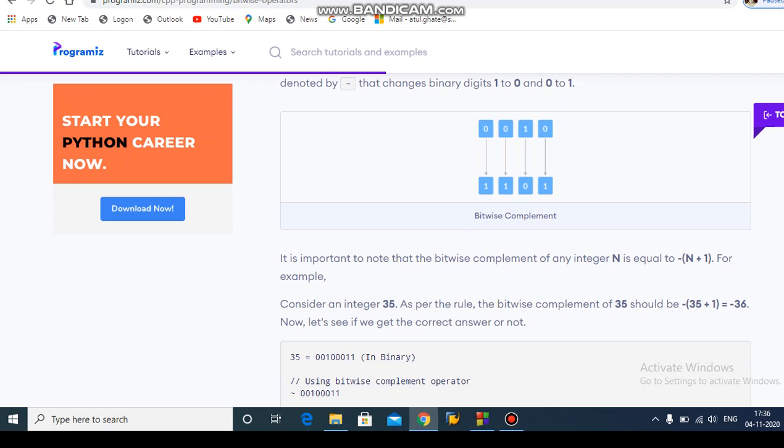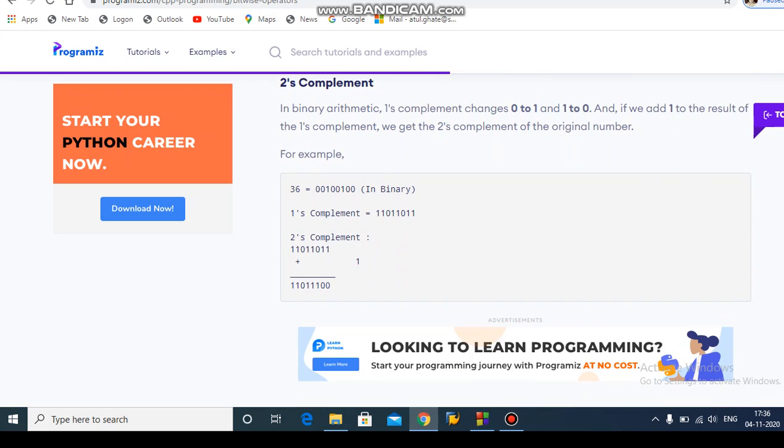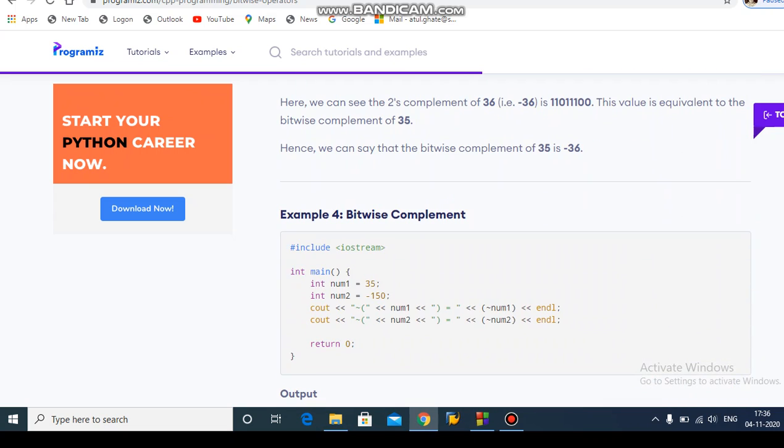So the next operator in the bitwise operators consists of very different operations. So I am explaining in the next lecture.